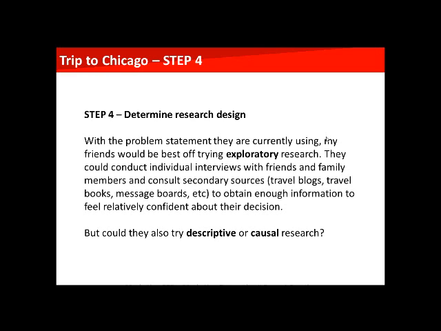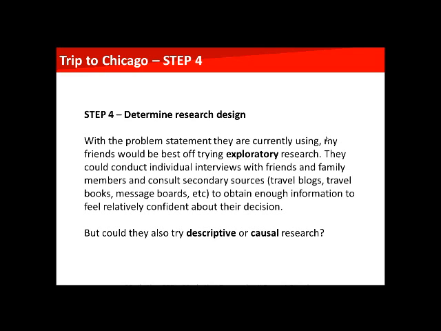And you know, with this problem statement, it makes the most sense to try exploratory research. And it would make sense for my friends to conduct individual interviews with friends and family members, and maybe to consult some secondary sources like travel blogs, travel books, message boards, and so forth, so that they can get enough information to feel relatively confident about their decision to either go to Chicago in March or to stay in the Metro East. But let's ask, while we're at it, could they also try descriptive or causal research?